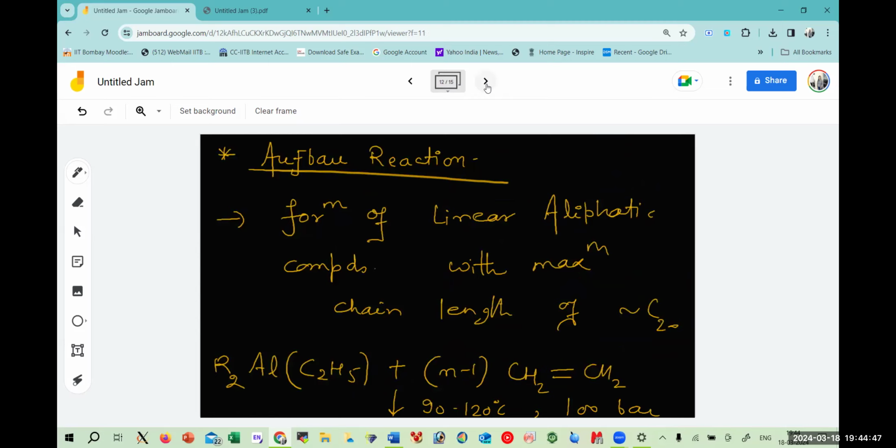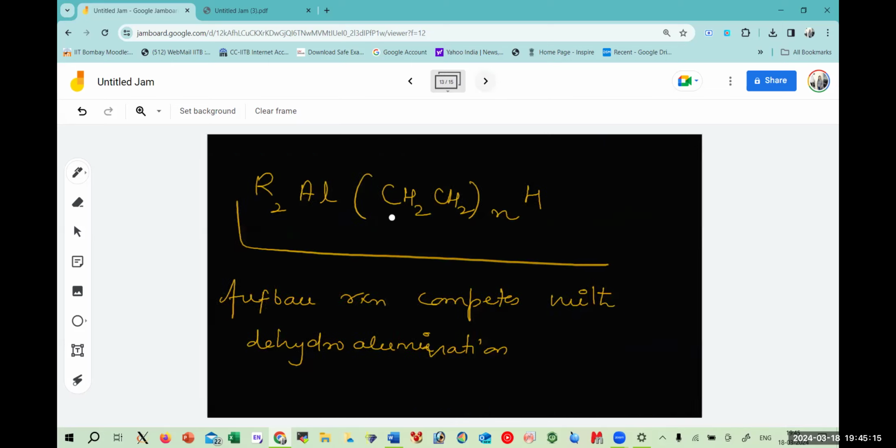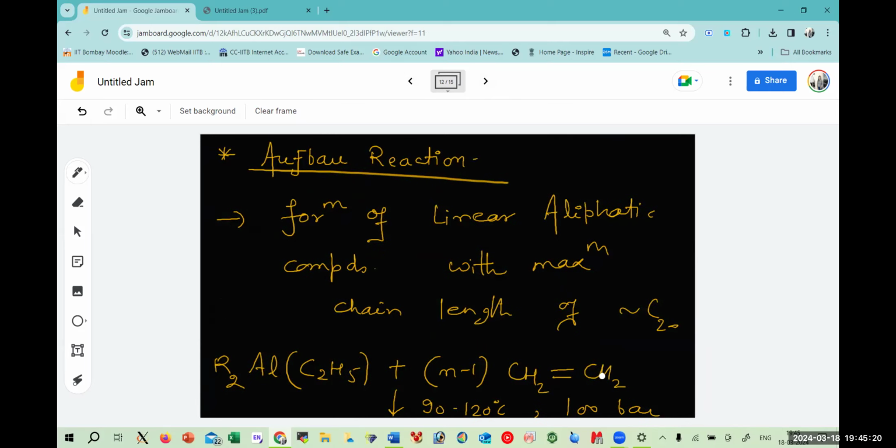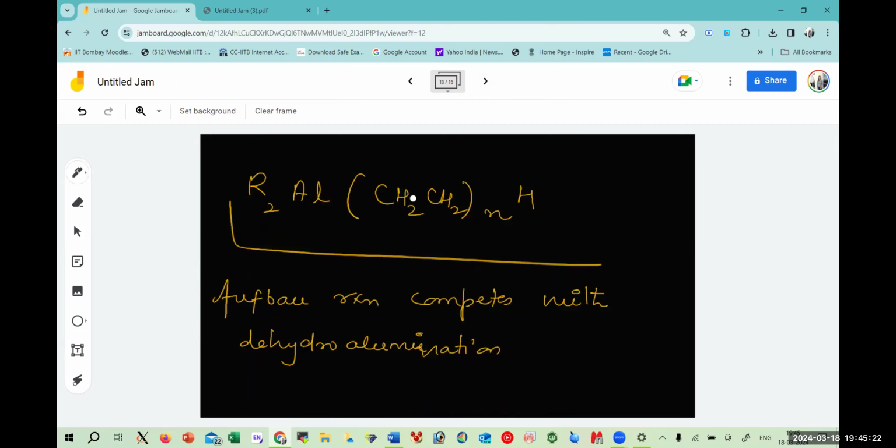Now, the last topic of today's session was the Aufbau reaction. So the Aufbau reaction is nothing but if you want to get a very long chain with a maximum length of C20 or more than that, we use this particular reaction where an aluminium compound and ethylene are used. Under these reaction conditions, 90 to 120 degrees Celsius and 100 bars, you will end up having this long chain because the C2H5 is there and CH2 is there. They would combine together to give you a long chain.